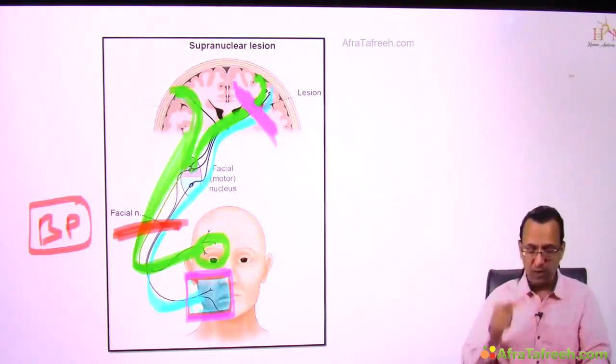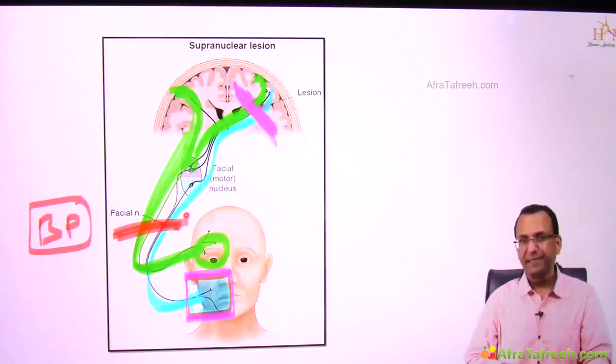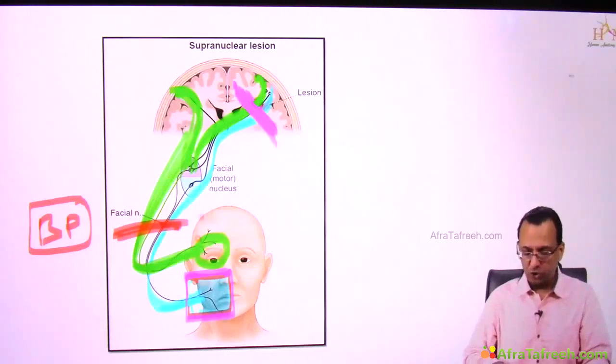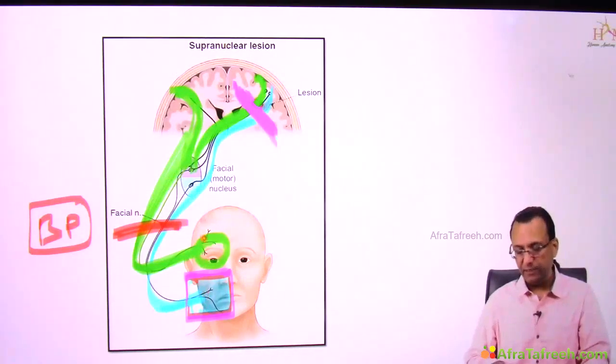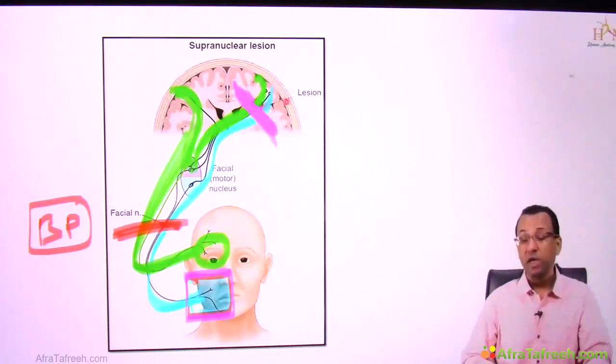So you are telling the Bell's palsy is LMN type of palsy. Yes, and both the fibers, maybe right-sided brain or left-sided brain, all the fibers have been compromised. Yes, so ipsilateral facial palsy, and both the upper face and lower face are involved in Bell's palsy. But in UMN facial palsy, the upper face is spared because the upper face has double innervation. The right tract is still working.